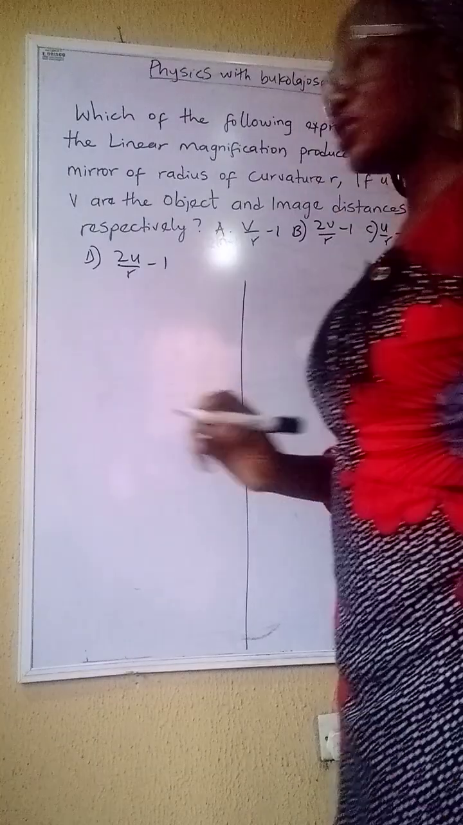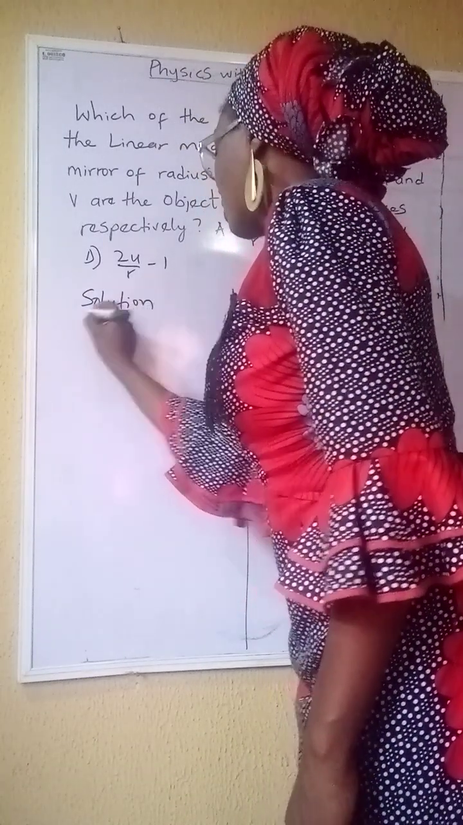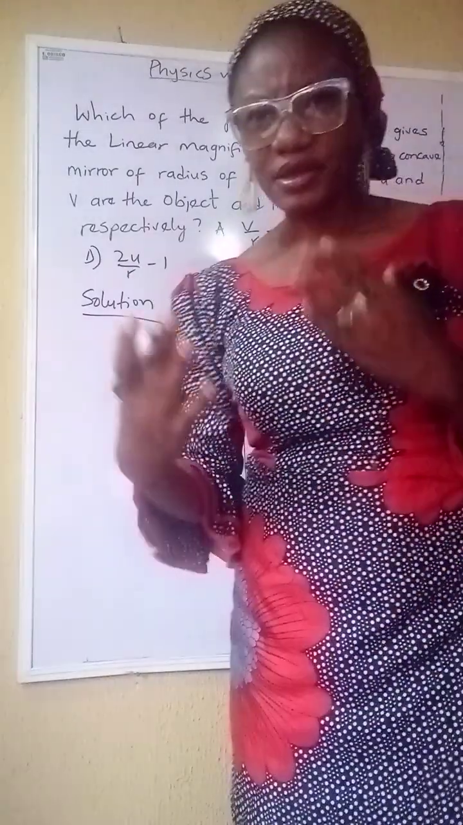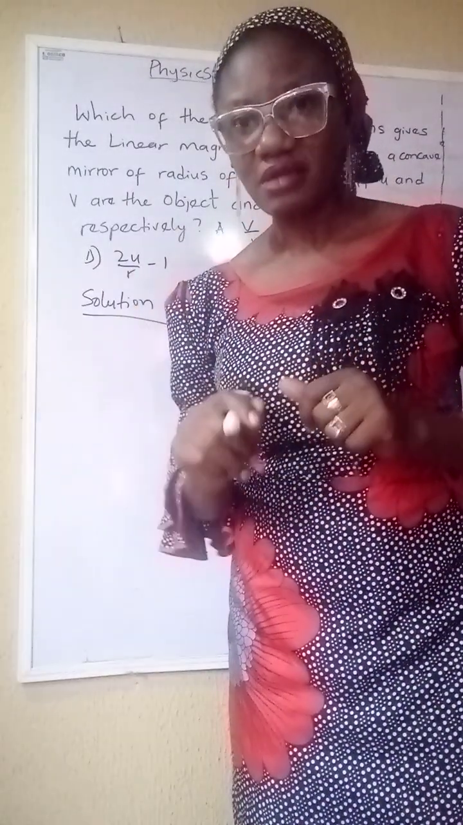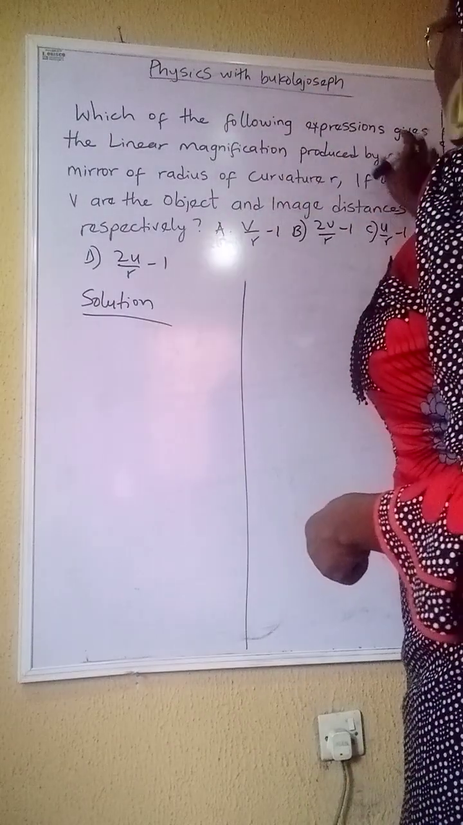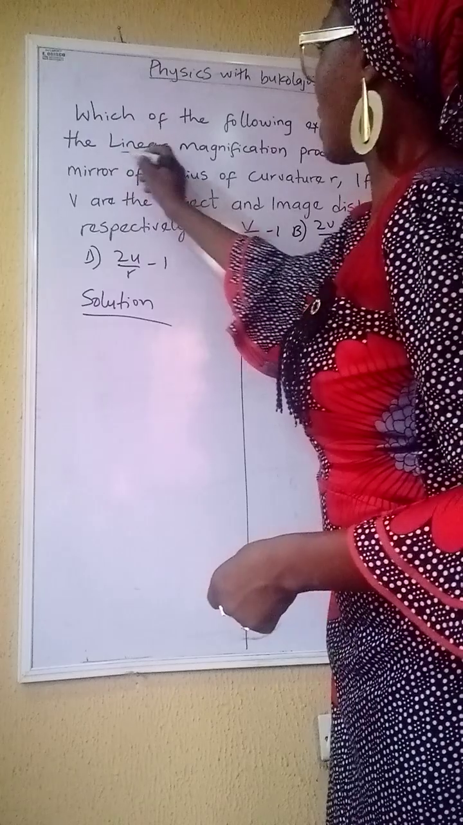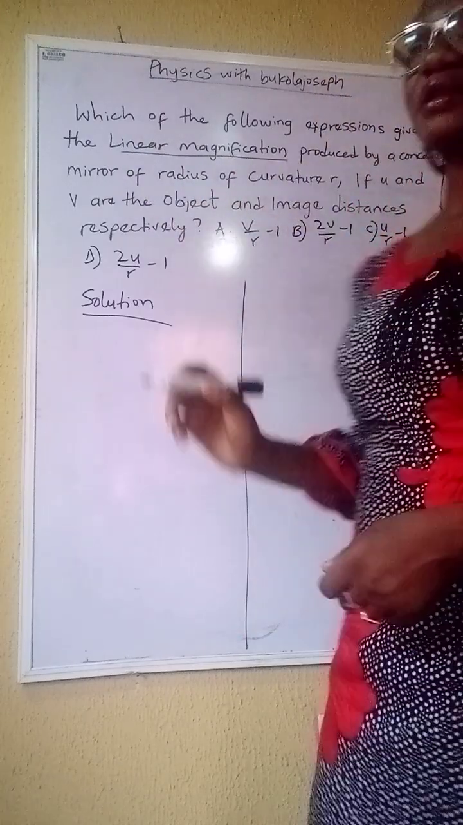So the first thing you need to do is to bring out the parameters that are given in the question. From there, we'll know what to do. So let's check it out. Which of the following expressions gives the linear magnification? So it means we are looking for linear magnification.